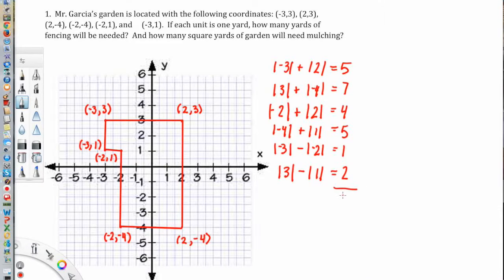And when we add it up, let's see. 5 plus 5 is 10. 1 and 2 is 3. 3 plus 7 is 10. So I got 2 10s. That's 20. And a 4, that's going to be 24. And according to our units, it's going to be 24 yards. So we need 24 yards of fencing.